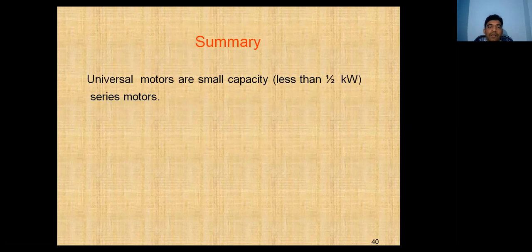So we will see stepper motors in the next class. So we will conclude today's section.